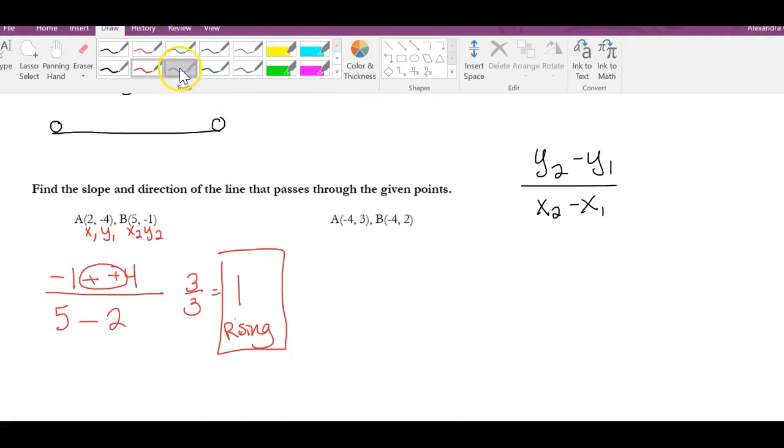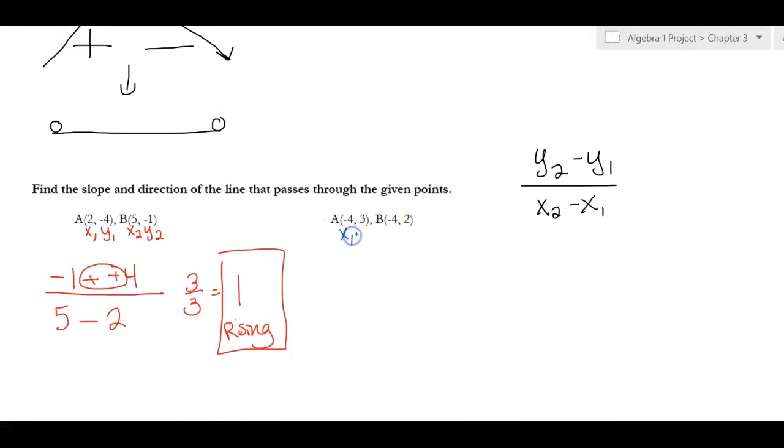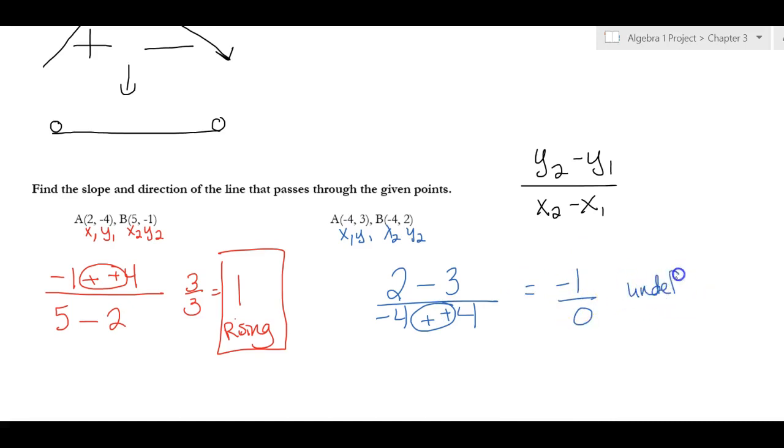All right, the next one, change colors. x1, y1 again. x2, y2. So I plug it into my formula. y2 is 2 minus y1 is 3. x2 is negative 4 minus x1 is negative 4. So two negatives down there become positive. So I get negative 1 over 0. You cannot divide by 0. Dividing by 0 doesn't work. So this is undefined slope, which is a vertical line.